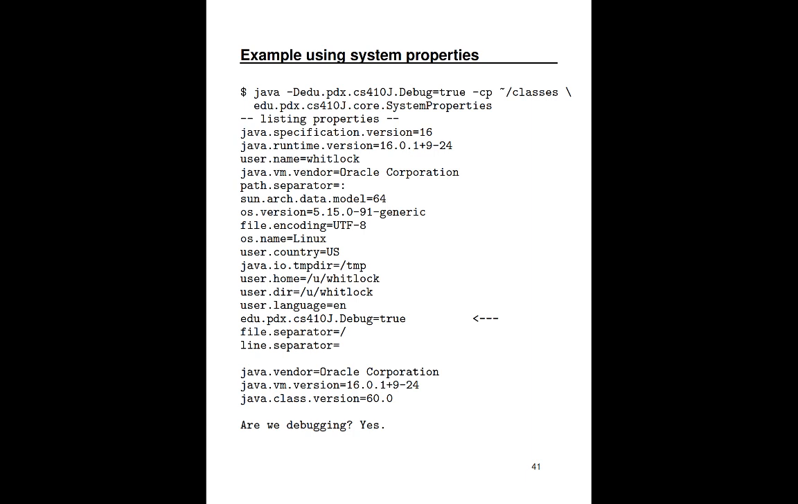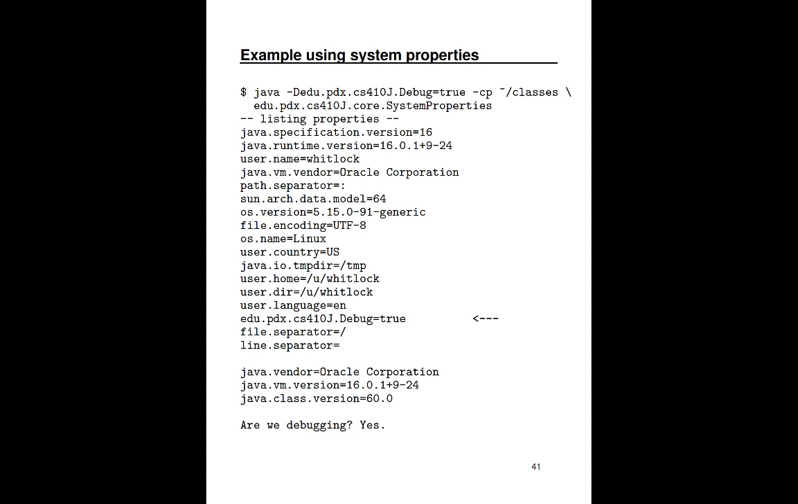Let's take a look at how we run this class. We've already compiled it into the classes directory, but when we invoke the Java virtual machine, we say java and then -D edu.pdx.cs410j.debug equals true. This sets the system property, right? That -D sets a system property. And then we run our main method.